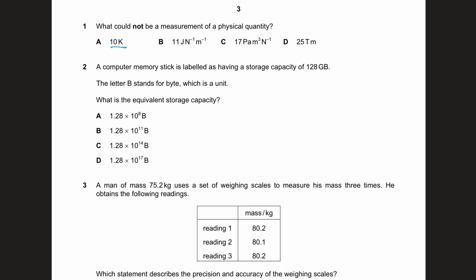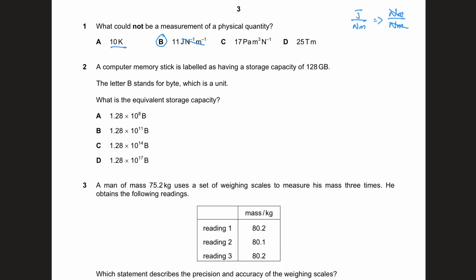Now let's see. Joules per Newton per meter. Joules is the unit for energy. It's force times distance. I can write it as Newton meter. So Newton meter upon Newton meter. This cancels out. So basically these units cancel out. So B could not be a physical quantity.